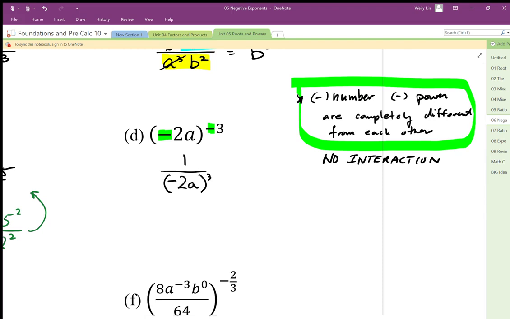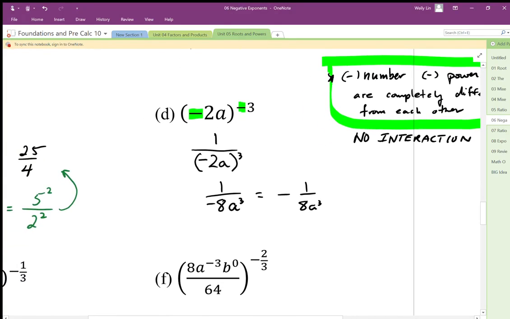Now I could leave it like that, but I could also apply the power. Negative 2 to the power 3 is negative 8, okay, and then a cubed. So we could leave it like that. And the negative can go on the top or the bottom. In fact, I like to put the negative on the side. Okay, whether I have the negative on the bottom, side, or top, it makes no difference. They all mean the same thing.